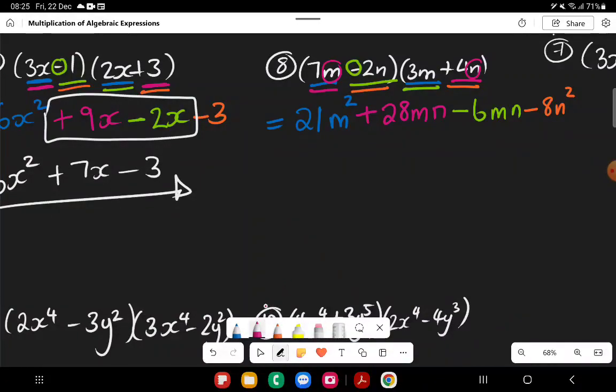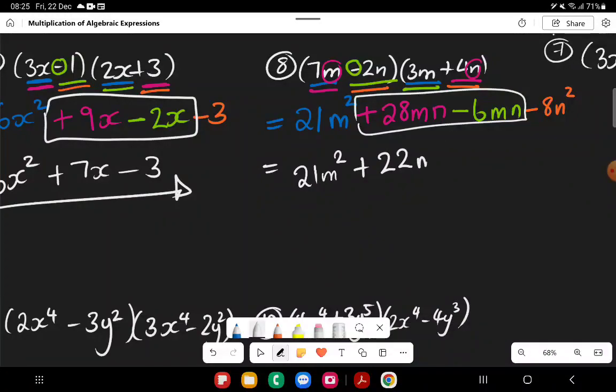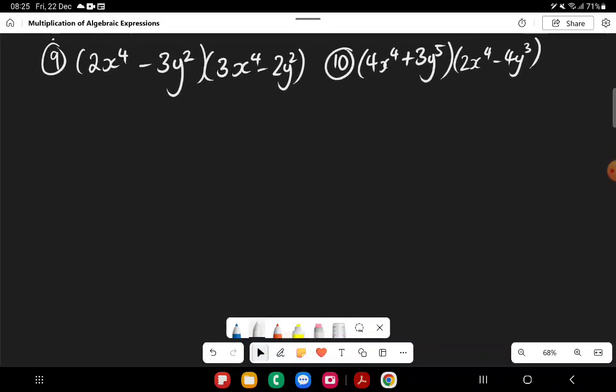Good. Now we want to add like terms. So that's going to be 21m squared. mn are like terms. So 28 minus 6 is 22 mn minus 8n squared. That is our answer for this question. Our last 2 in this video. Okay, now it gets interesting because we got exponents, right? So let's go. First times first, that one times that one.